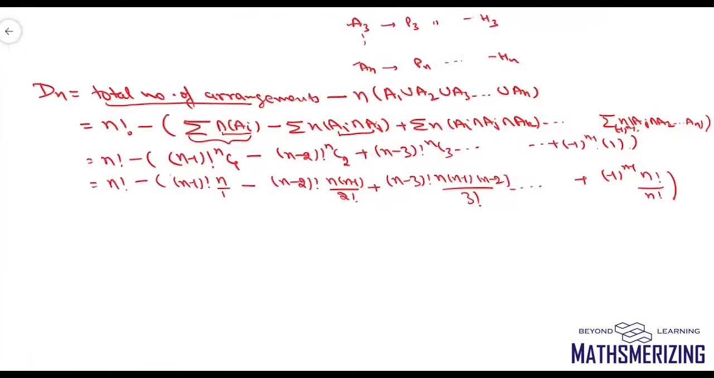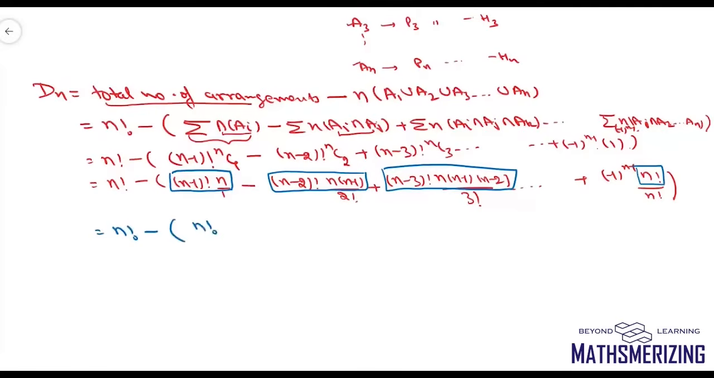Now what I can do is I can write factorial n minus 1 into n as factorial n. Factorial n minus 2 is also factorial n, and this is again factorial n. So I can write it as factorial n upon factorial 1 minus factorial n upon factorial 2 plus factorial n upon factorial 3, and will continue up to minus 1 to the power n minus 1 factorial n upon factorial n.